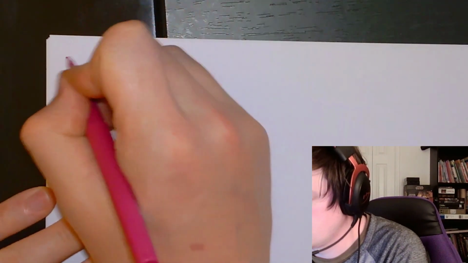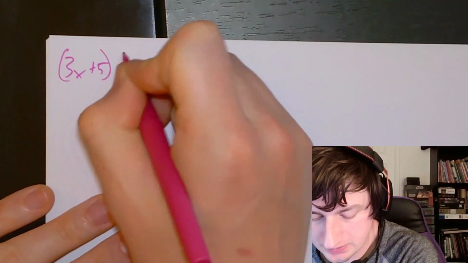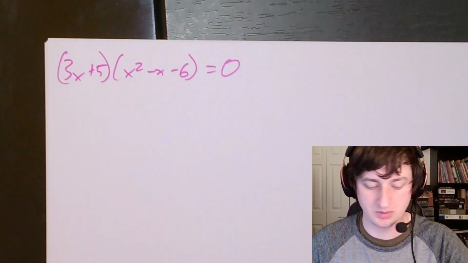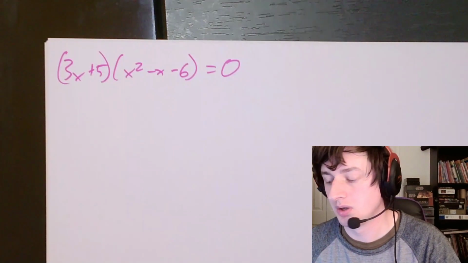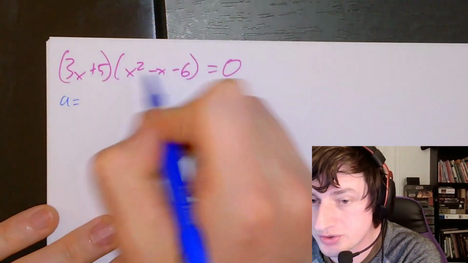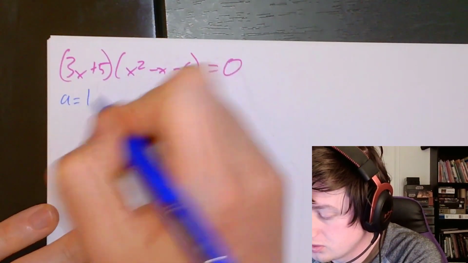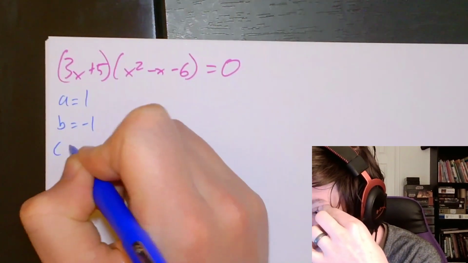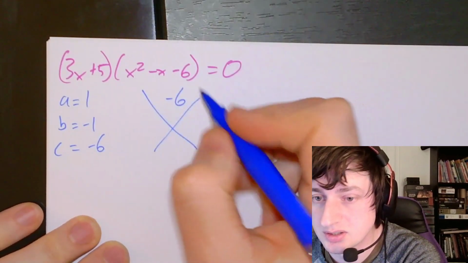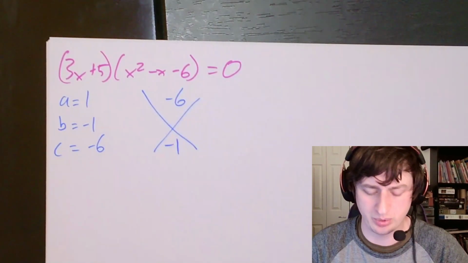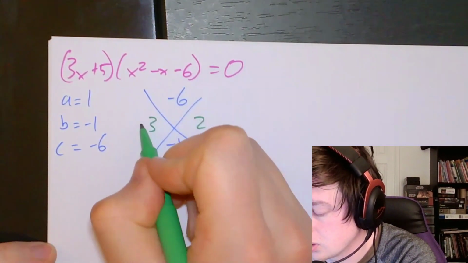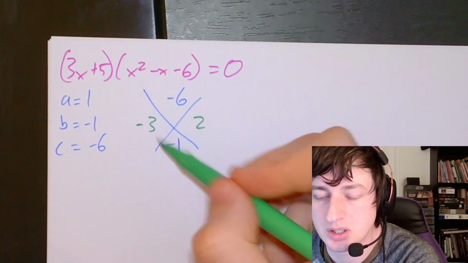Okay, so we had 3x plus 5 times x squared minus x minus 6 equals 0. X squared minus x minus 6. This is a quadratic, so we're going to use the Xbox method. A is 1, B is -1, C is -6. We need 2 numbers that multiply to make -6, add to make -1. Well, I'm pretty sure that's going to be a 3 and a 2, and the bigger one needs to be negative to make this one a negative.